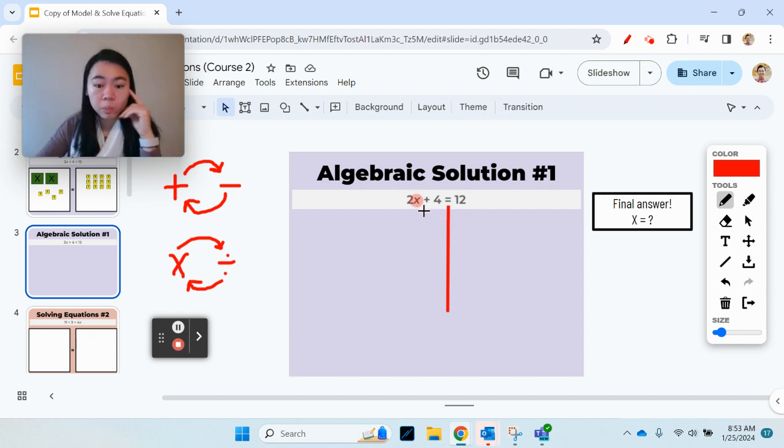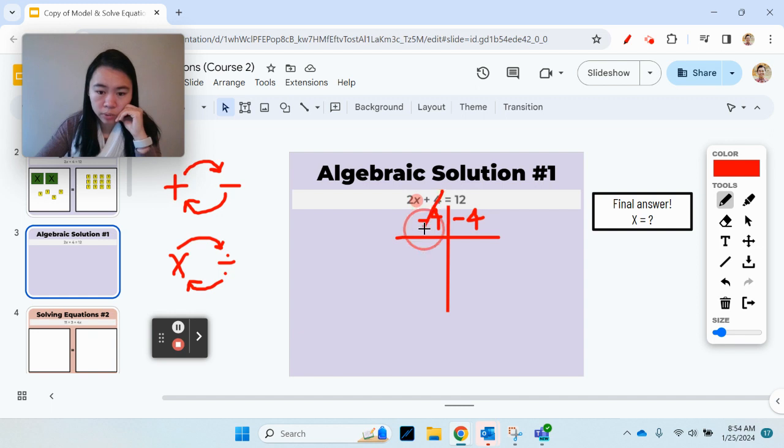Okay, 2x plus 4. So we do have addition. We do have plus 4. So what is the opposite of plus 4? Minus 4. So we're going to subtract 4. And like a balance beam, what we do on one side, we have to do to our other side. So we have to subtract 4 over here as well.